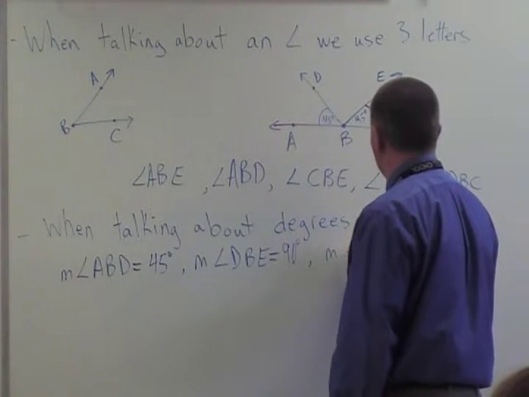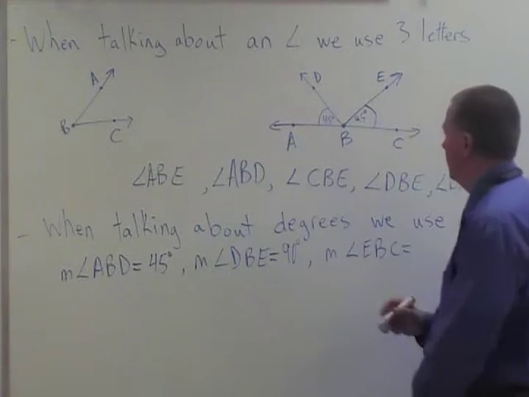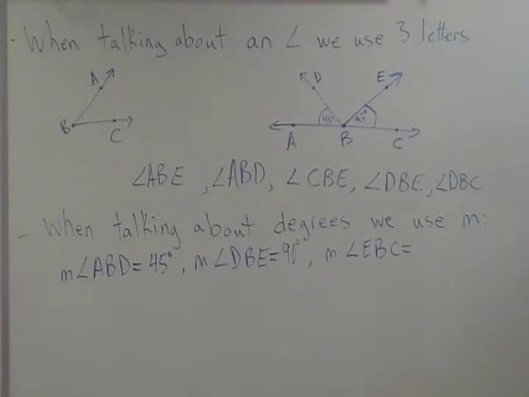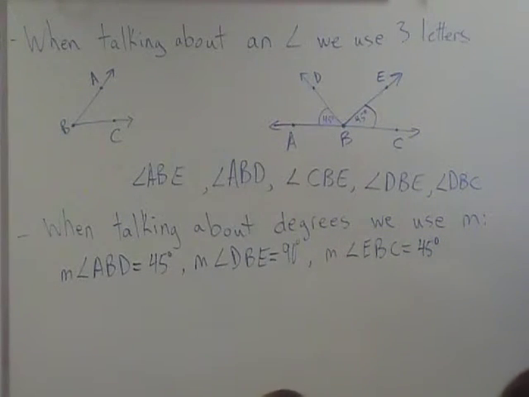And the last one, the measure of angle EBC is what, Branson? 45 degrees. All right, good. Now let's talk about a couple other things here. All right?